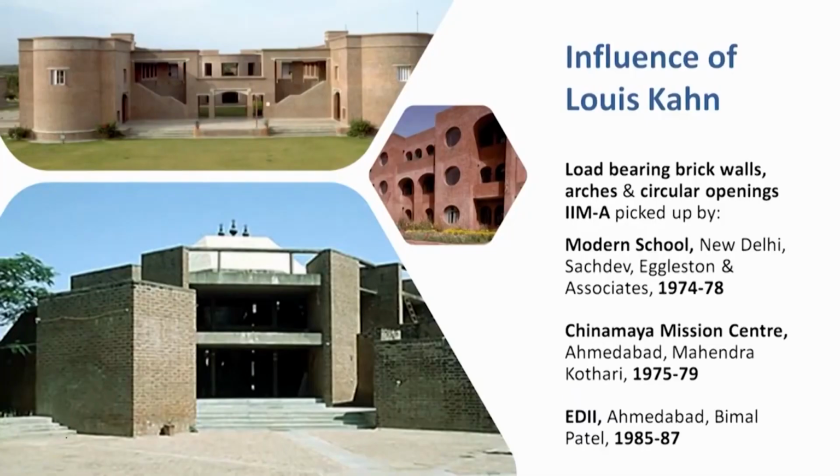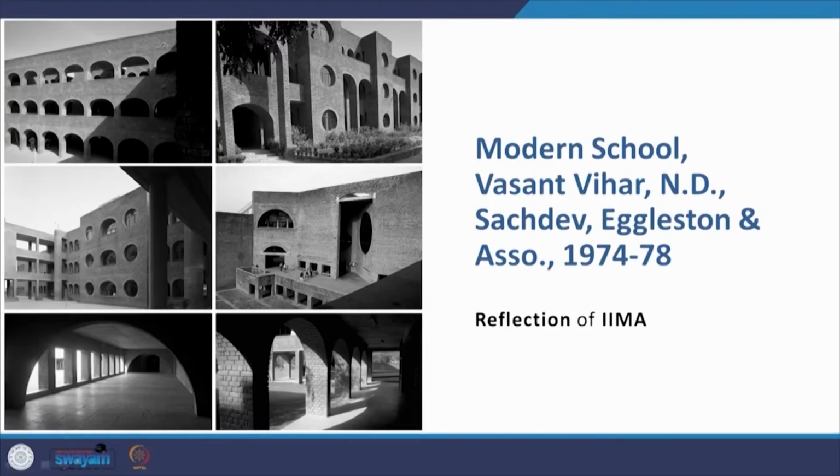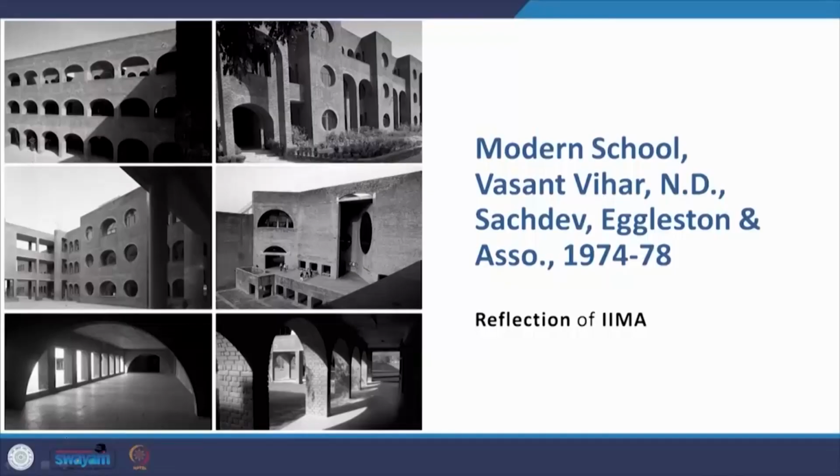So here we have examples of buildings like the Modern School in New Delhi by Sachdev Eggleston Associates, 1974 to 78. There is a Chinmaya Mission Center in Ahmedabad by Mahendra Kothari, 75 to 79, and then we look at the EDII building in Ahmedabad from 1985 to 87 by Bimal Patel. All these projects in exposed brick and exposed concrete, the kind of elements used here are a reflection of the influence of Louis Kahn. Modern School, for example, the spaces, the kind of form that has been created with the exposed brick is so close to that of IIM Ahmedabad.